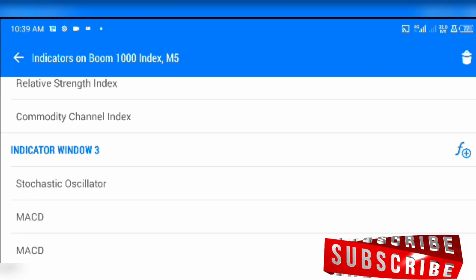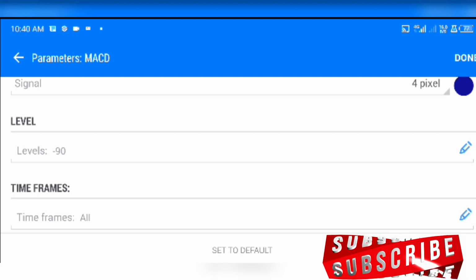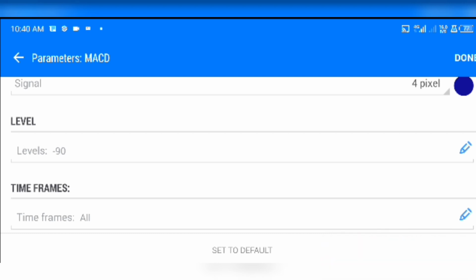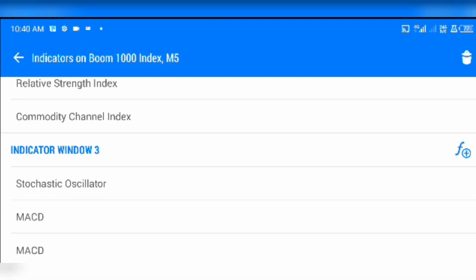Before I forget, on the first MACD, on your levels you enter minus 90, then 4 pixel dark blue. All right, go to the second MACD.